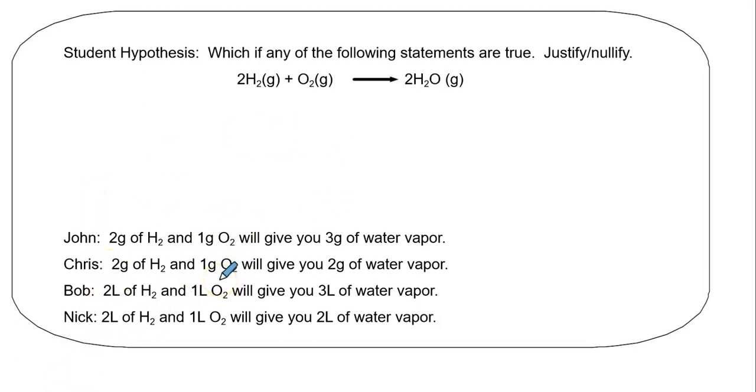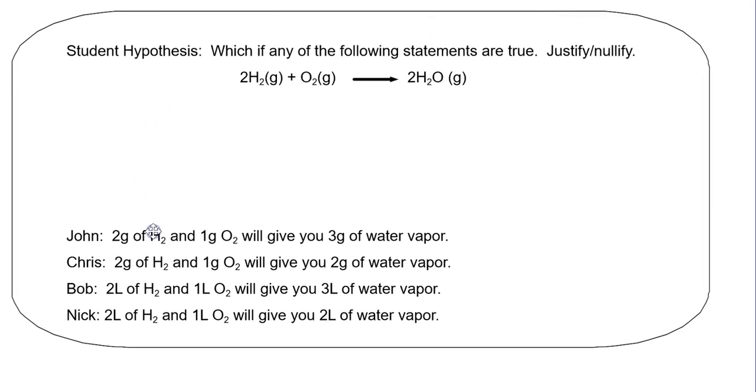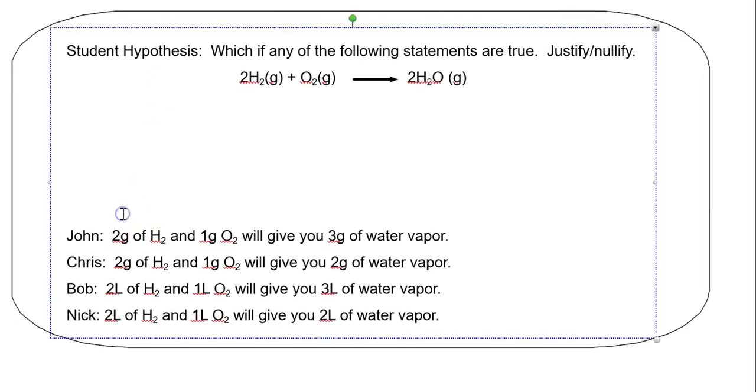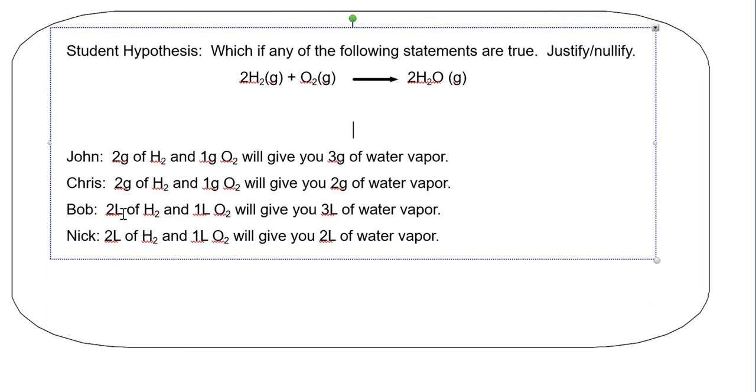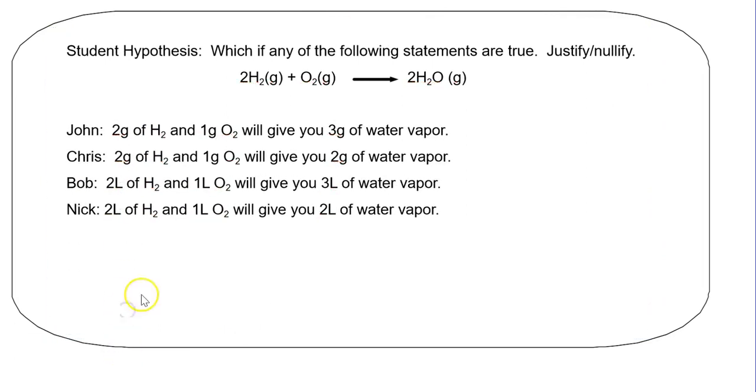Which of these is true, which one's not true? I just ran through an example of this, but we want to try this out. I'm going to move this up here while you try this out. Which of these is true, which one's not true? Will 2 grams and 1 gram give me 3 grams? The answer is no.